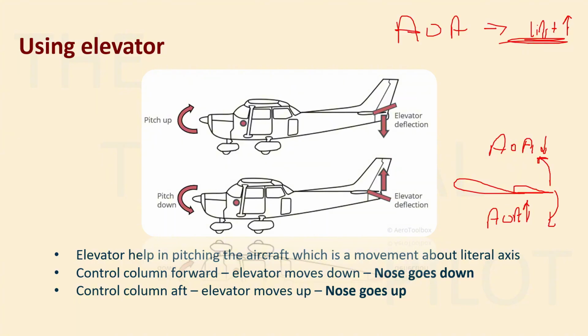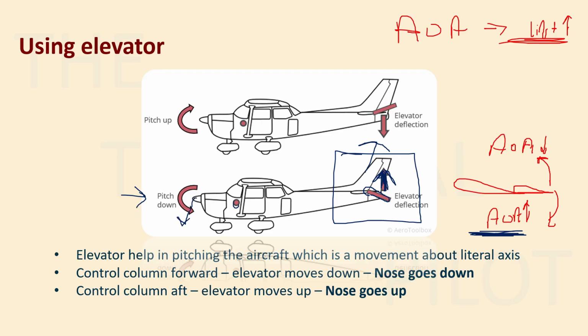So in this particular diagram, there is your elevator, and your elevator has deflected downwards, right? Whenever you move the elevator downward, the angle of attack increases, which means there will be more lift. So there will be a lift vector like this, and it will move the tail upwards. If the tail is moving upwards, what will happen to the nose? Obviously, the nose will move downwards, right?